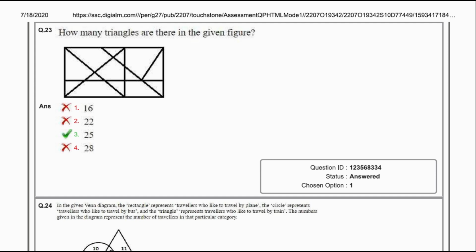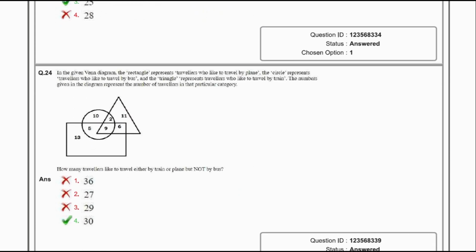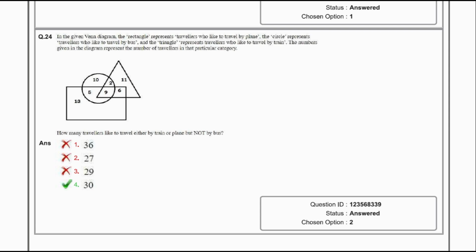In the given Venn diagram, the rectangle represents travelers who like to travel by plane, the circle represents travelers who like to travel by bus, and the triangle represents travelers who like to travel by train. The numbers given in the diagram represent the number of travelers in that particular category. So how many travelers like to travel either by train or plane but not by bus? It is 30.